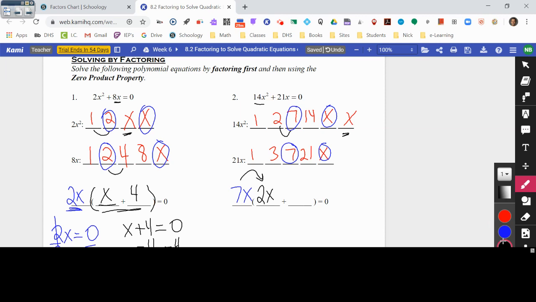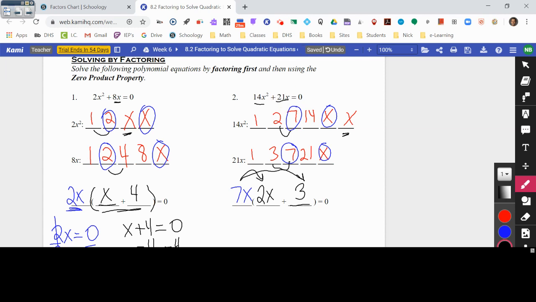Now I have to do the same thing for this 21x. I have to get back to 21x after taking out this 7x. Well, 7's partner is 3, so I have to put that 3 there. And I use up the x, so I don't have anything else to put in. So it's just going to be that 3. And again, this makes sense, because 7x times 3 gives me my 21x here.